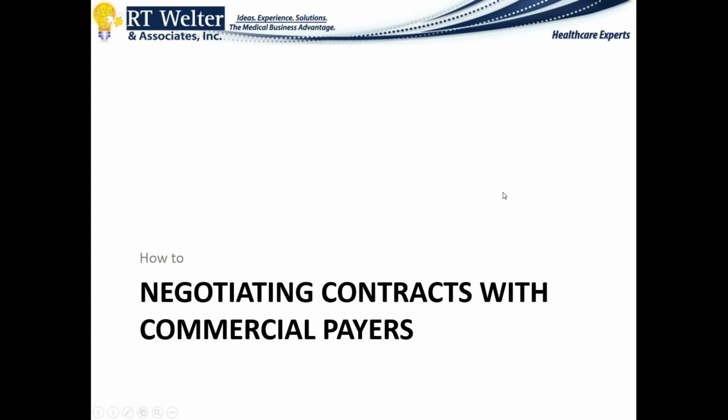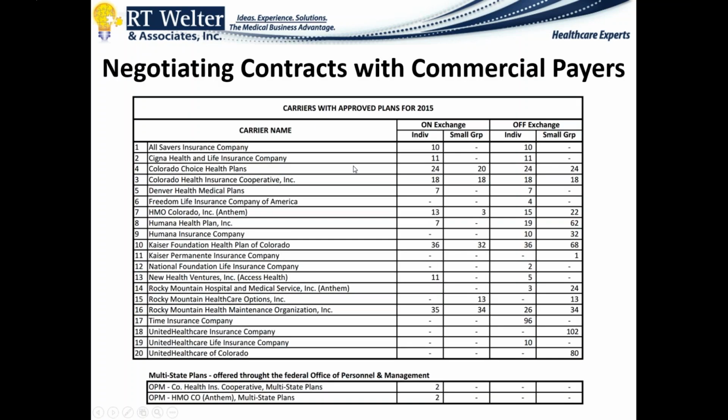So how do we take this information and negotiate specifically with commercial payers? There are many commercial payers. Here is a list of some. This is not all. So you could potentially have multiple contracts with commercial payers depending on who you decide to contract with. And a lot of that is going to be contingent on your area, your patient population, and the demographic of your patient population.